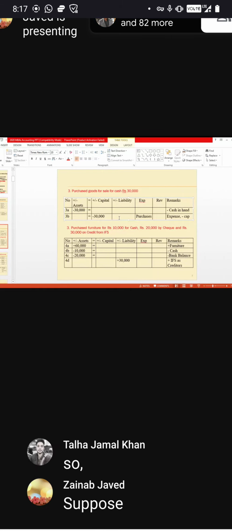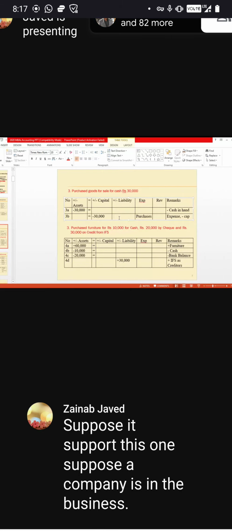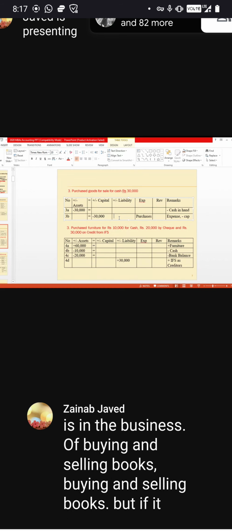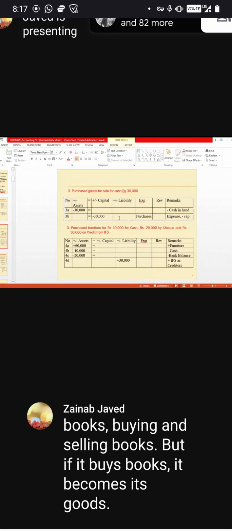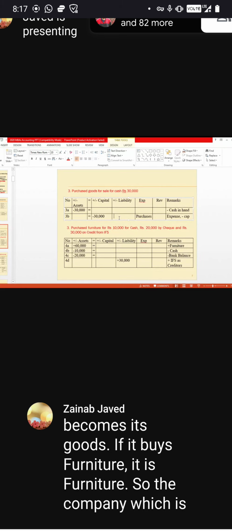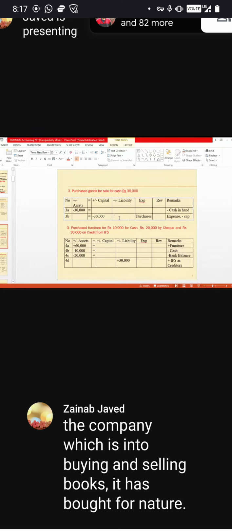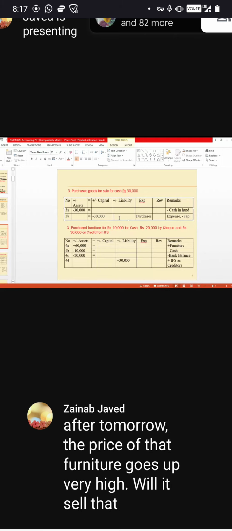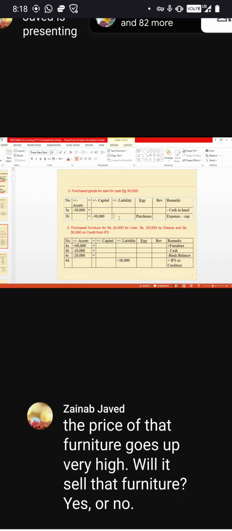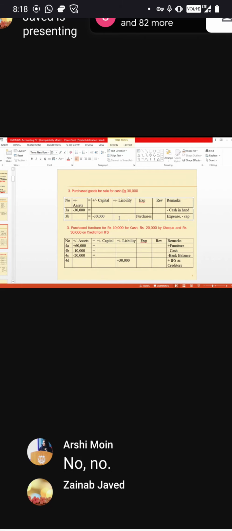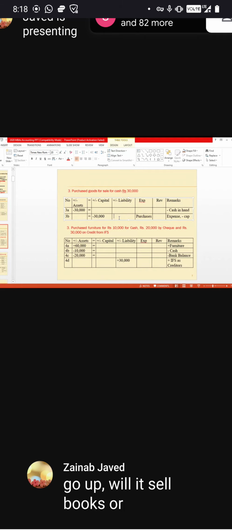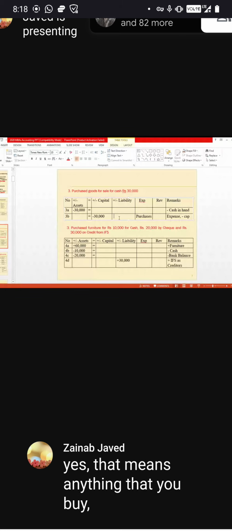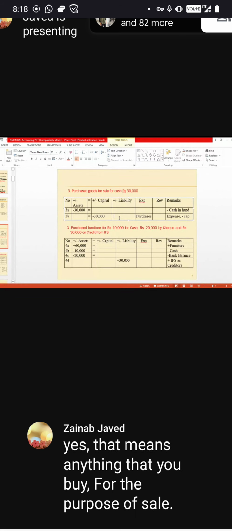Suppose a company is in the business of buying and selling books. If it buys books, they become its goods. If it buys furniture, it is furniture. So the company which is into buying and selling books has bought furniture, and tomorrow or the day after, the price of that furniture goes up very high. Will it sell that furniture? Yes or no? No, not at all. But if tomorrow the prices of books go up, will it sell books or not? Yes.